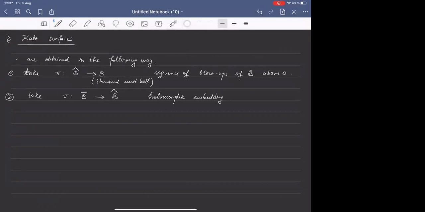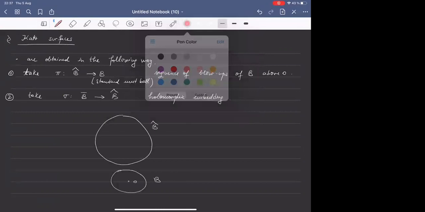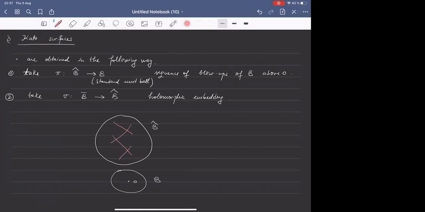Okay, let's draw a picture at this point. So we have our unit ball, B, we have the origin, we have a successive blow up, meaning that we have here some exceptional divisors, then we have a blow up that collapses on the origin zero. So this pi is a composition of blow-ups, pi 1, pi 2, pi k. This is E, and pi of E is 0.